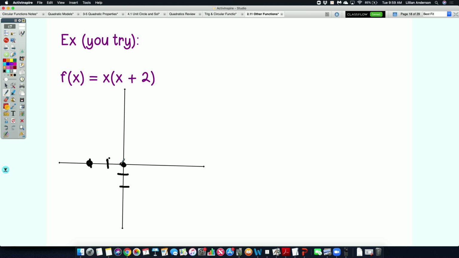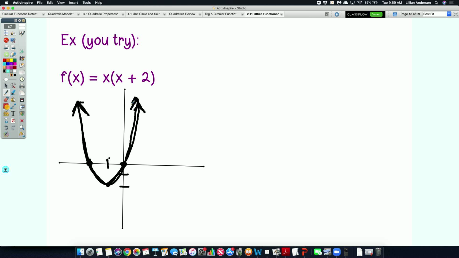Opens up. Where is my vertex? That's the y value. What's the x value? -1. Don't forget, it has to be halfway in between your x-intercepts. So -1, that's where your x-coordinate is, and then you plug in -1 into your function, you get the y-coordinate, which is 2. And it does open up. So here's our function, okay?